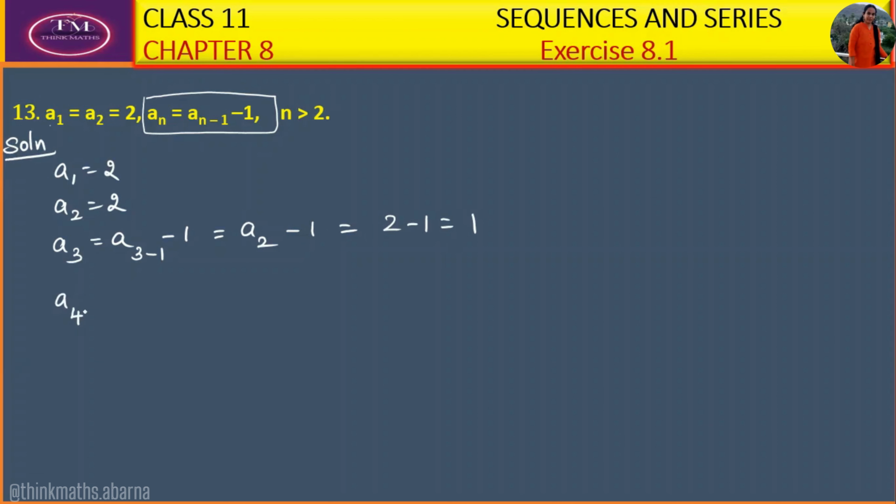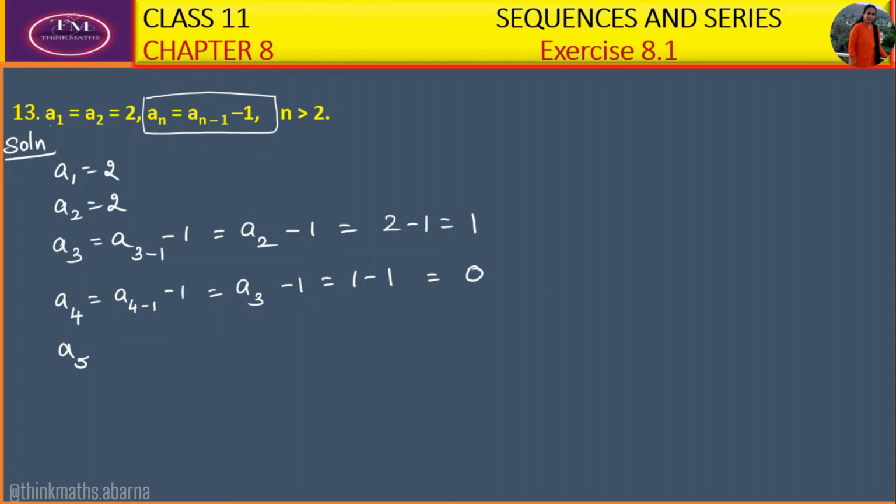Next A4. It is A4 minus 1 minus 1. So it is A4 minus 1 means A3 minus 1. What is A3? A3 is 1. 1 minus 1 is 0.